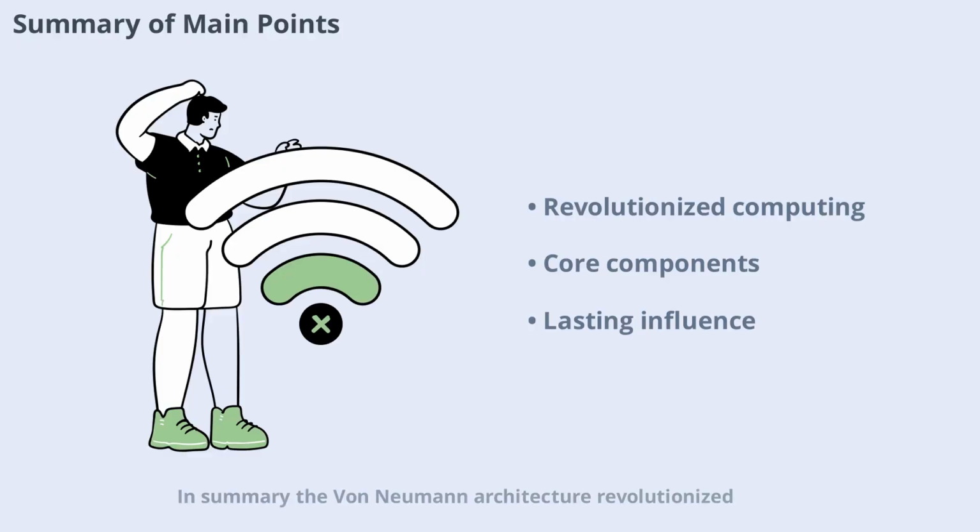In summary, the von Neumann architecture revolutionized computing by introducing a simple, flexible, and powerful design. Its core components, CPU, memory, input-output devices, and system bus, work together to process instructions and data efficiently. While it has some limitations, its influence on modern technology is undeniable. Understanding this architecture helps us appreciate the incredible machines we use every day.